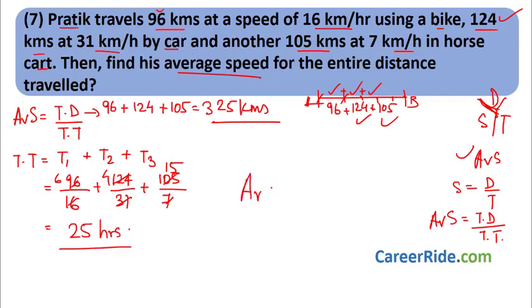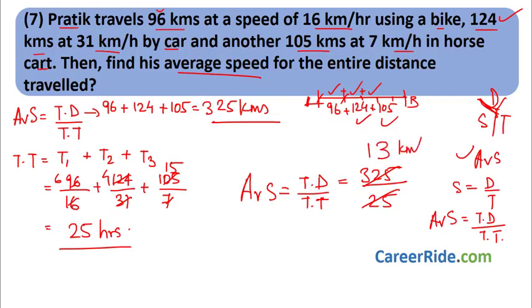So what is the average speed now? Total distance upon total time, that would be 325 upon 25, that would be 13 kilometers per hour. This is the average speed for Pratik. See how we just found out total distance and we found out total time. We divided it, we got the average speed for the entire distance.